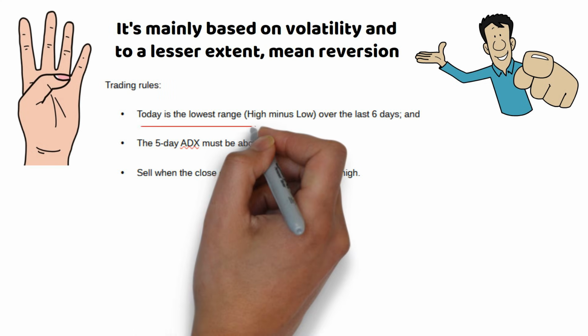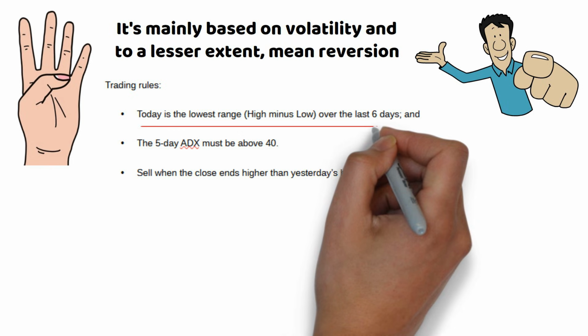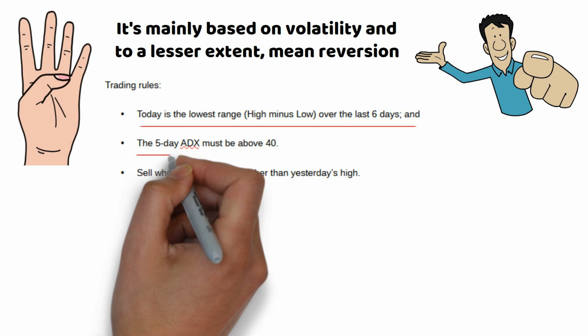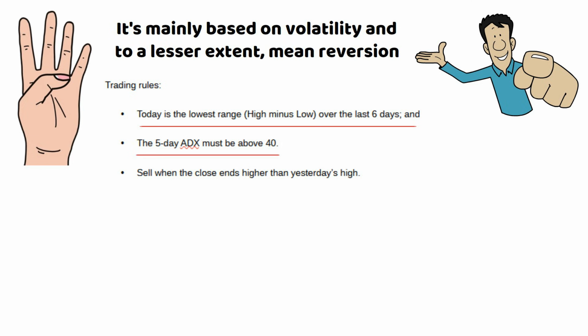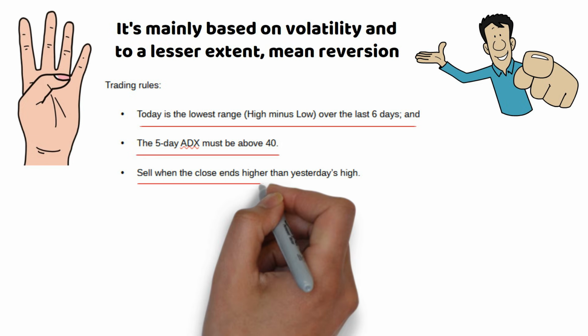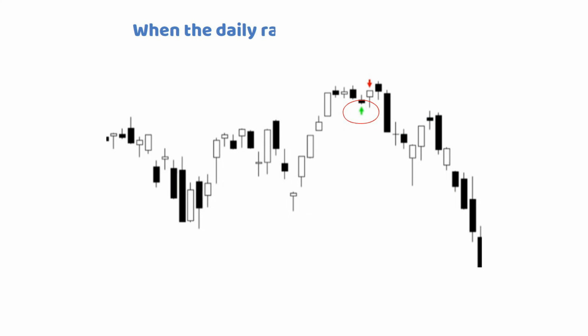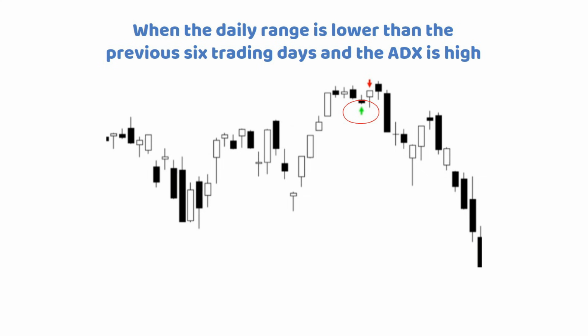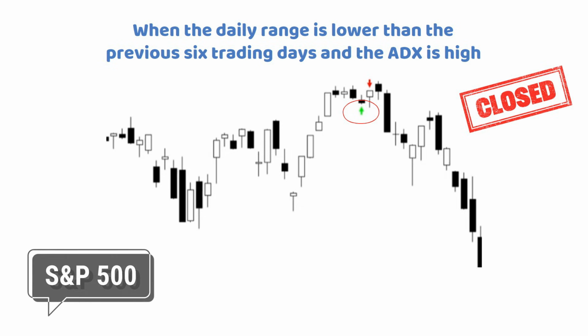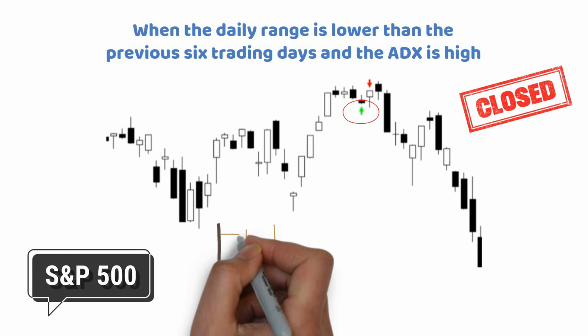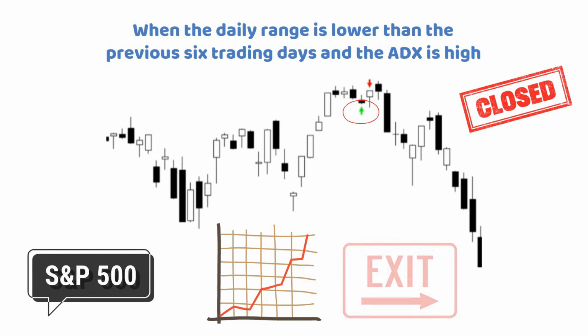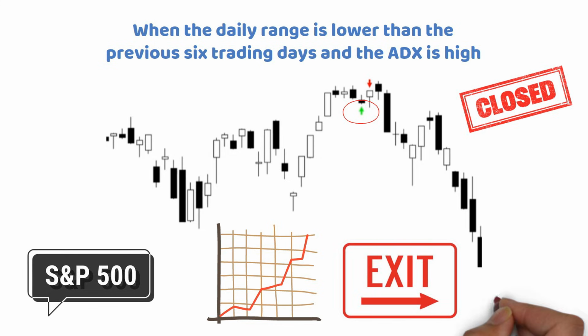We buy when today's range is lower than the daily range of the previous 6 trading days, and the 5-day ADX must be above 40. Yet again, we exit when today's close ends above yesterday's high. The green arrow shows a day when the daily range is lower than the previous 6 trading days, and the ADX is high. Thus, we go long at the close. The next day, the S&P 500 rallies, and the close is higher than yesterday's high. We exit at the close for a nice 0.58% gain.